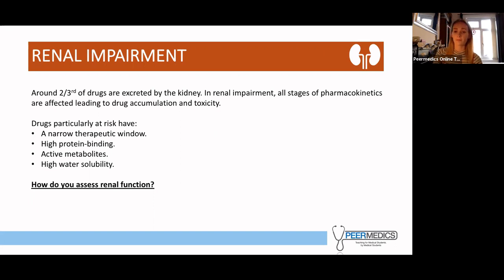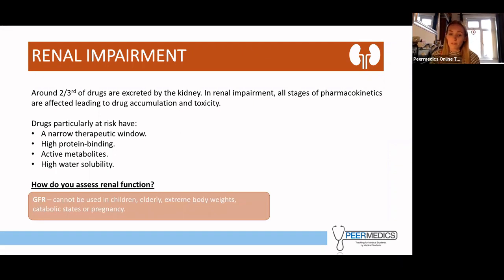Yeah, great, okay. So you can use the eGFR. However, that can't be used for children, elderly patients, people with extreme body weight, so anorexia or obese, metabolic states, or pregnancy. Therefore, it can't be used for quite a lot of patients. So is there something that you can use instead, which is perhaps more accurate?